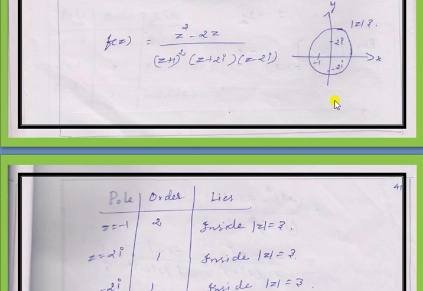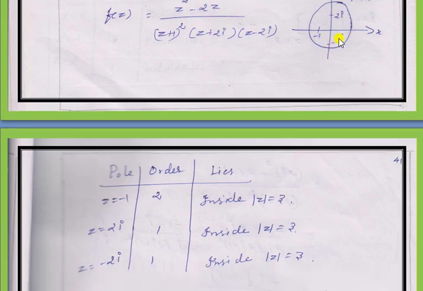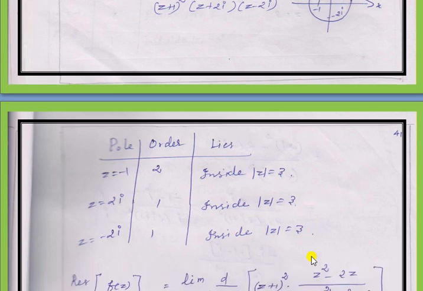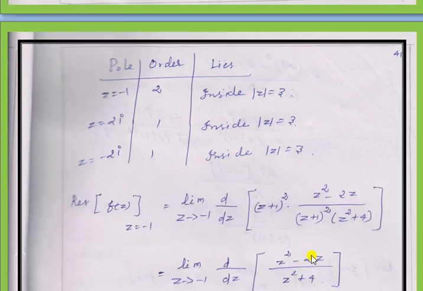Obviously, z equal to minus 1 lies inside the circle, modulus of z equal to 3. And z equal to 2i means on the y-axis, positive side. Therefore, z equal to 2i also lies inside, but the order is 1. And z equal to minus 2i, on the negative side of the y-axis, also lies inside mod z equal to 3. Now, we need to find the residue at all three poles.